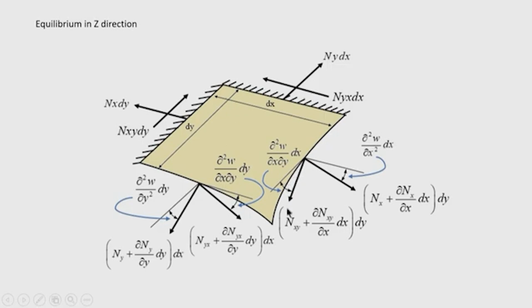So, the vertical component of Nxy is also found by resolving the forces in the vertical direction, and this vertical component of the shear will be Nxy plus del Nxy by del x into dx, dy, into del square w by del x del y into dx. Similarly, here the vertical component of the shear force will be Nyx plus del Nyx by del y into dx. So, these vertical components are known.